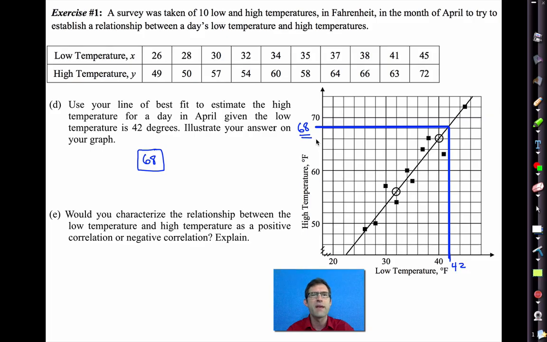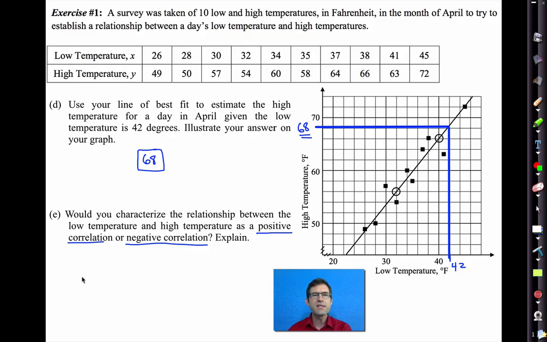And we'll talk about what makes things more or less perfect in terms of correlation as we go on in these statistical lessons. All right, but take a look at letter E. Would you characterize the relationship between the low temperature and the high temperature as a positive correlation or a negative correlation? Explain. Pause the video now and write down what you think. Even if you don't have a good explanation, write down whether you think it would be a positive or a negative correlation. All right, here it goes.